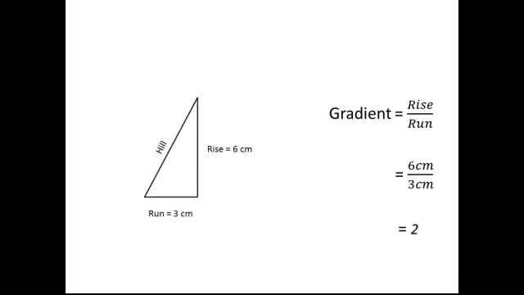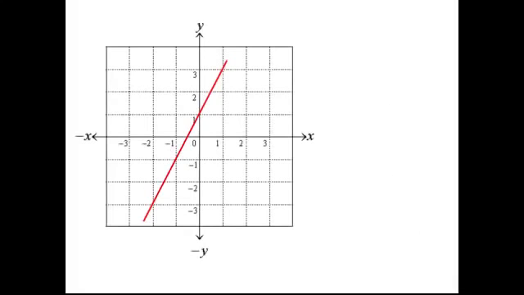Let's look at another example, this time using a triangle as a simplified version of a hill. We again need to measure the distances of the vertical rise and the horizontal run. We can then substitute these values into the formula rise over run, which gives us 6 over 3, which equals 2. Therefore, the gradient of this hill is 2.